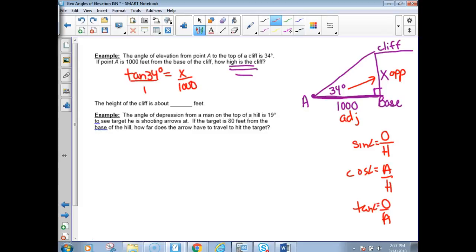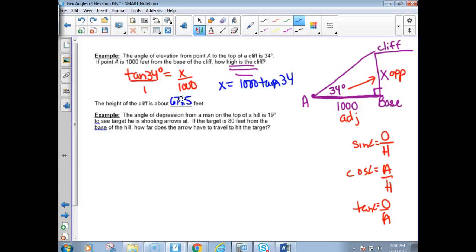Okay, you guys have been getting really good at setting these up. So it's really not much new here, except that we have to still be doing some application work problems. Cross multiply, we get x equals 1,000 times the tangent of 34. Oops. Now, I'm sure a lot of you already typed in 1,000 tan 34. What did you get? 674.5? Okay.